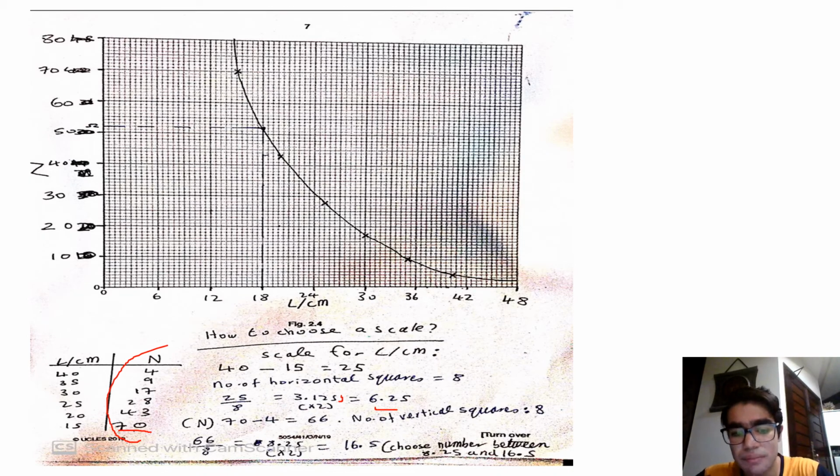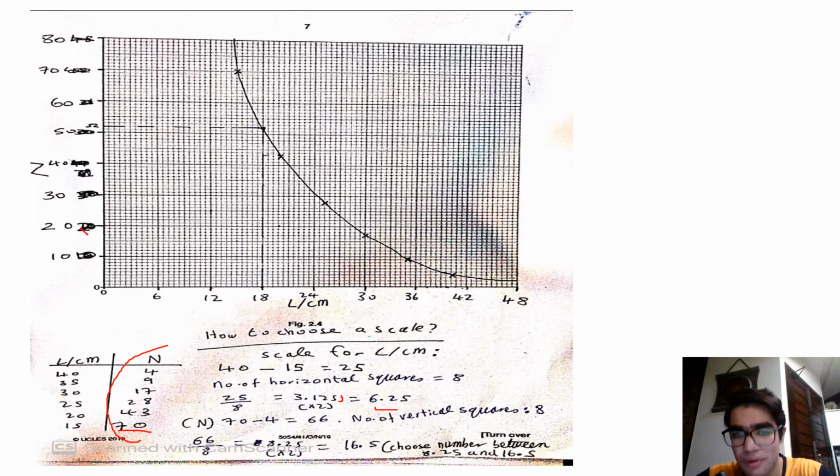So now you have to choose a number between 8.25 and 16.5, which is the most suitable for the scale. I've chosen 10 because 10 is in between 8.25 and 16.5. Sorry for this mess, I really apologize, but it's increasing by 10. So 10, 20, 30, 40, 50, 60, 70, 80.